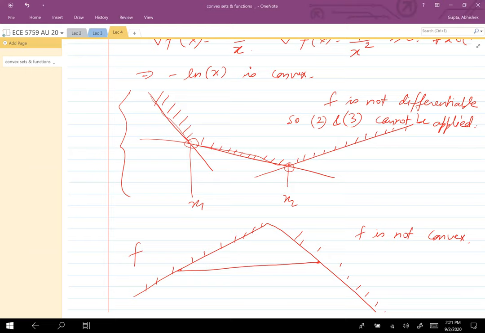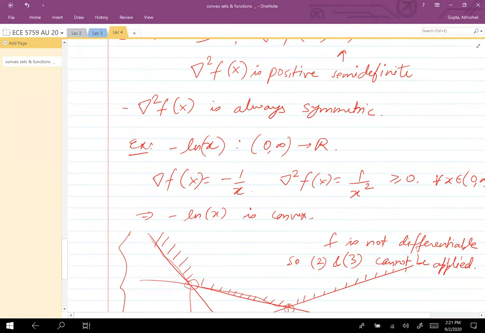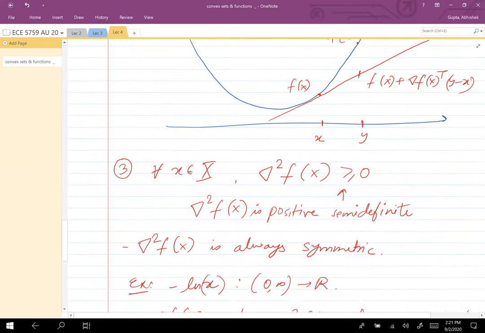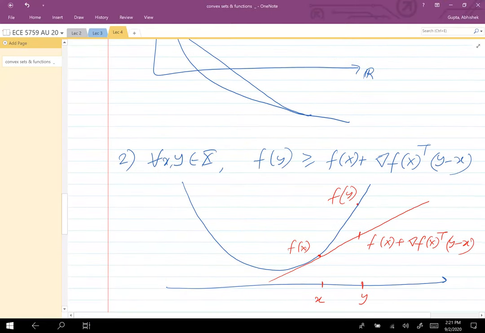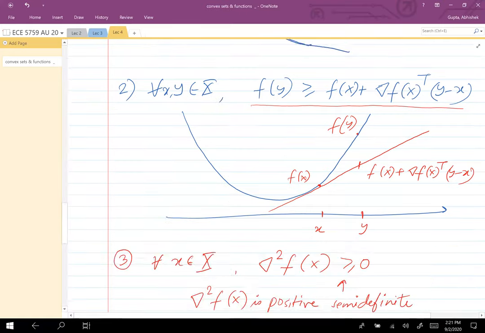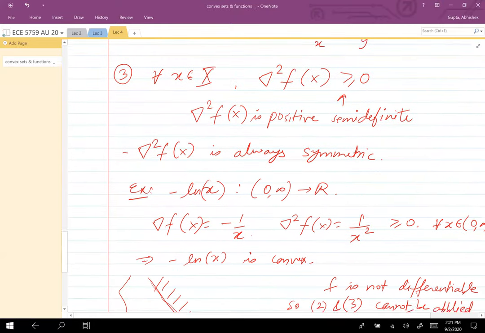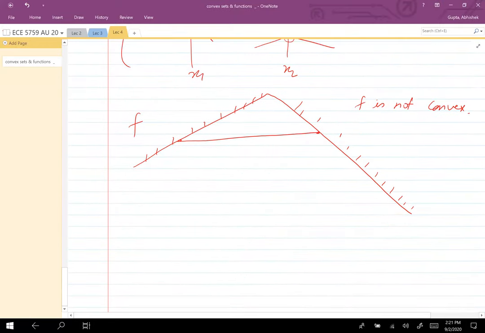Now, of course, the other thing that is true is, if you know that the function f is convex due to definition 1 and the function f is differentiable, then automatically this condition is also satisfied by that function. And that becomes very useful in proving some theorems and results in optimization. Okay, so that's all I have for convex functions.